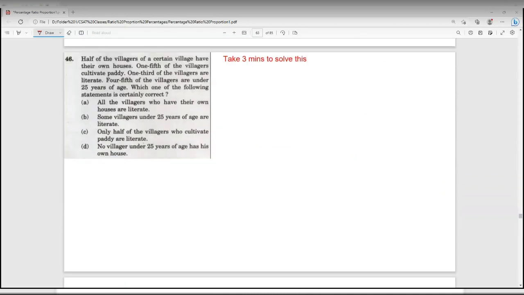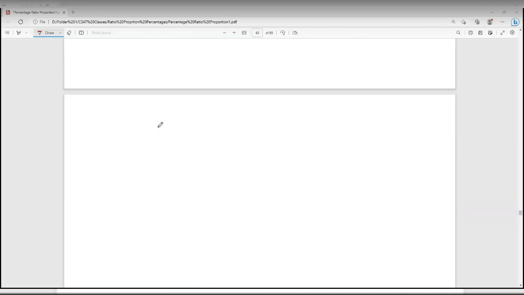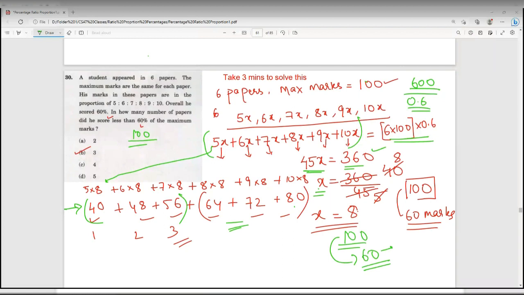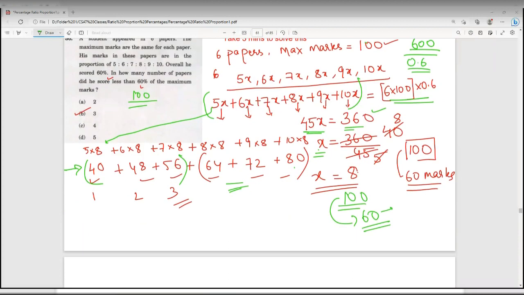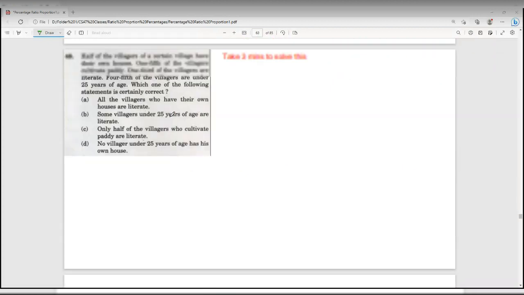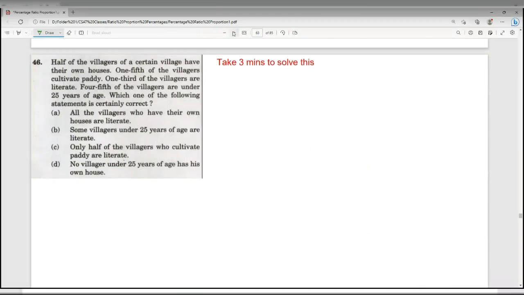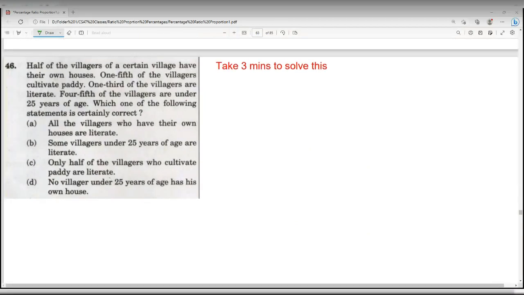So take 3 minutes to solve. Just a minute, someone has a question. Yeah, Deep, please ask a doubt. If there is no doubt, then we'll move to the next question. Okay, we'll move to the next question. Please take 3 minutes to solve this. It's time. Please select the answer choices.